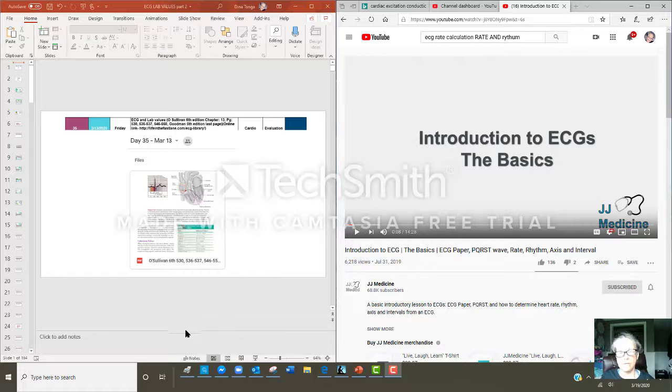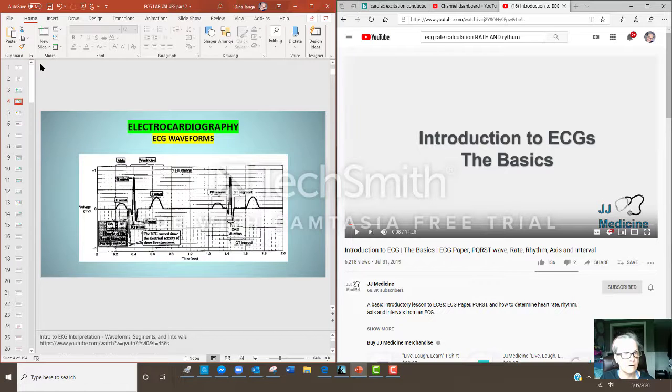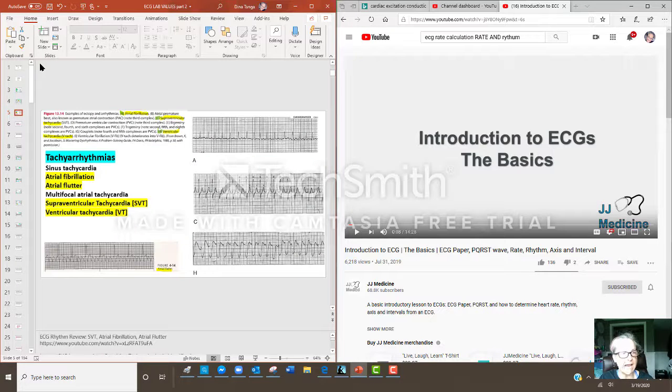Okay, this is part 3 of ECG and lab values. I'm going to go back to the basics because we need to know how to... in part 2, I did a lot of this and that. I jumped right into the examples of ectopy and arrhythmias with a focus on the tachyarrhythmias.